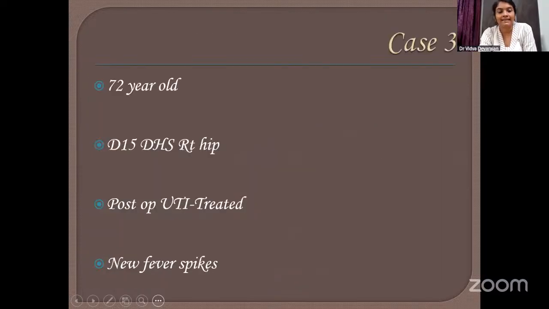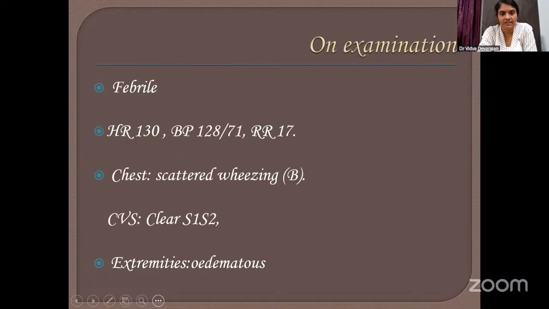I have my next case. That's the fourth one. A 72-year-old, day 15 after dynamic hip screw for the right hip. Sorry, I'm using some short forms there, but it's a dynamic hip screw. Post-op, he had a UTI that was treated. He develops new fever spikes. So he's febrile. He has tachycardia. He has scattered crepitations. Extremities are edematous.